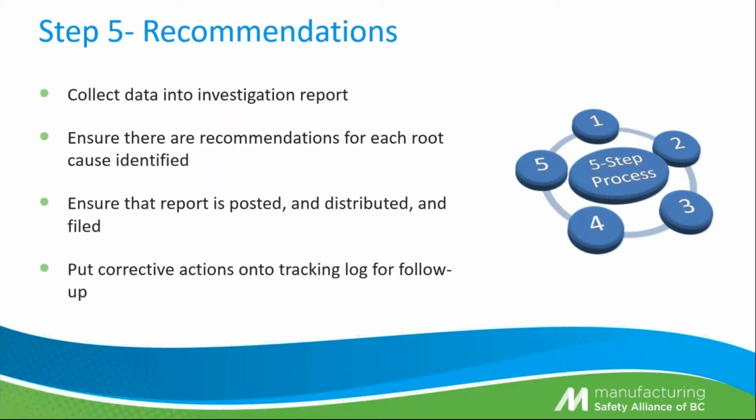Once we've come up with the root causes, we need to come to the recommendations. We've collected the data into the report, and we ensure that there are recommendations for each root cause identified. So if we identified 3 root causes for this particular incident, we should have, as a minimum, 3 corrective actions. A lot of committees stop after 1 or 2 corrective actions. In most cases, there's probably 6 or 7 corrective actions that should be present during this investigation.